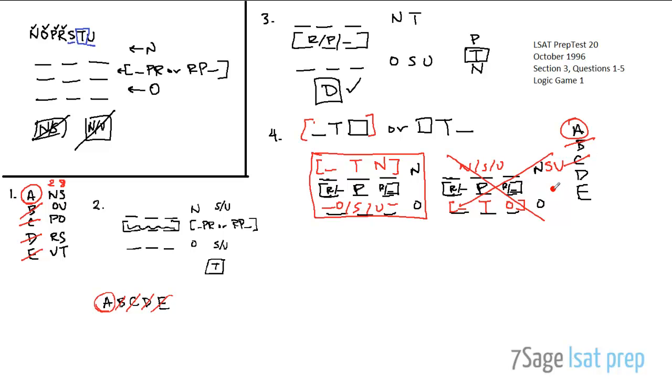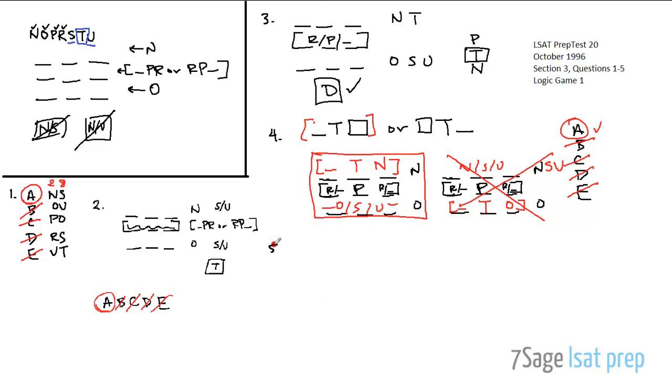O is assigned to a seat immediately beside T. No, because O's got to be down here and T's got to be up here, right? And how about E? Seminelli is assigned to a seat immediately beside Underwood. That doesn't have to be the case. It could be S-O-U or U-O-S, right? There's no reason S and U have to be together. Okay, so answer is A is the correct answer to question 4.